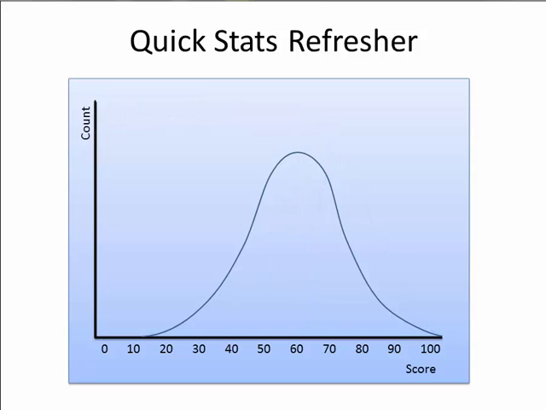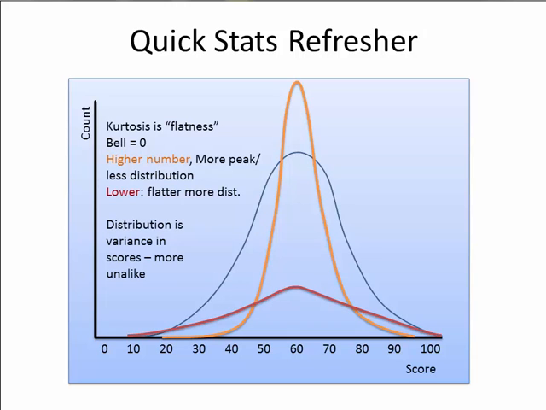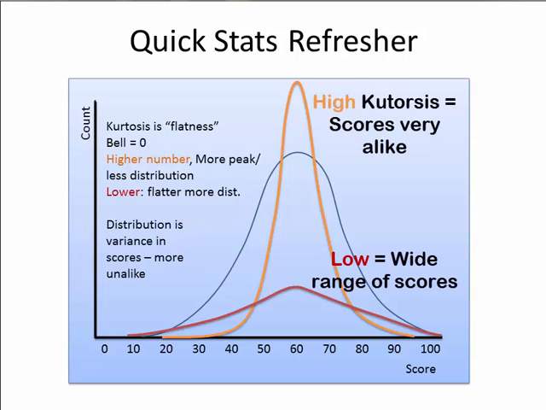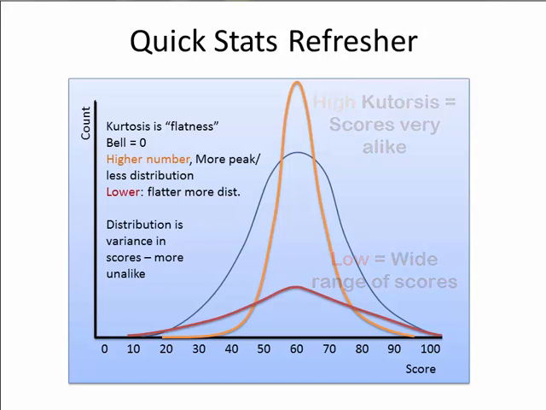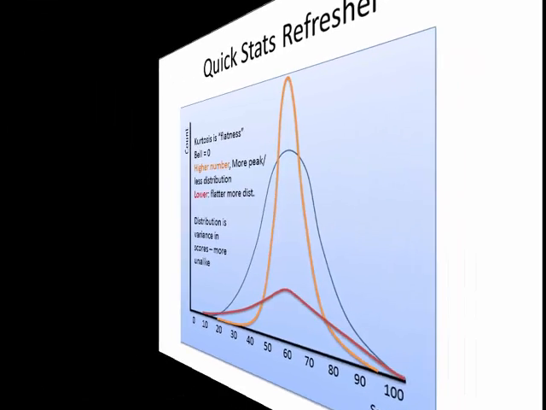A final measure, again dealing with distribution or the variance in the scores, is kurtosis. Here we measure how similar the scores are. High kurtosis values indicate little variance in the scores, while low or negative kurtosis values indicate widely ranging scores on the exam. That's all we need to know in terms of basic statistics to be able to examine the metrics provided by Moodle to determine the quality of our quizzes.